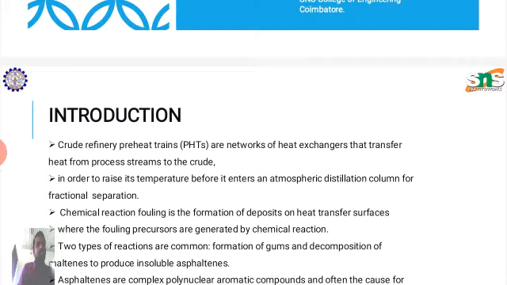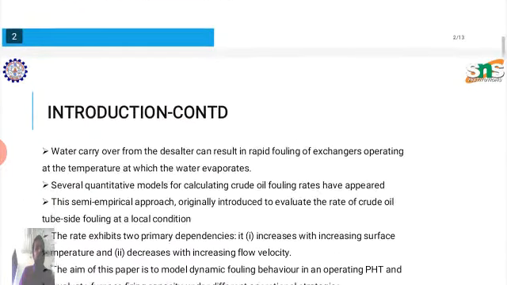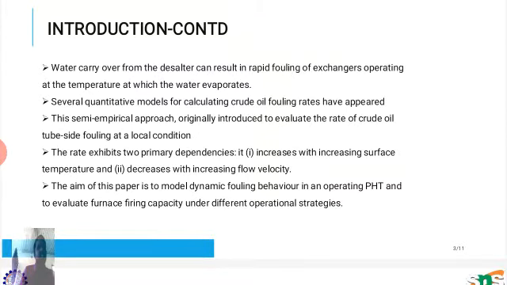The rate exhibits two primary dependencies. The first one is an increase with increasing surface temperature. The second one is a decrease with increasing flow velocity. The concept has become an accepted basis for the development of many heat exchanger design and control strategies, as reviewed.